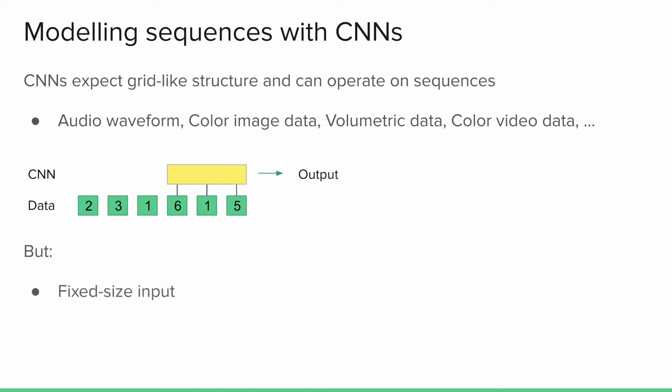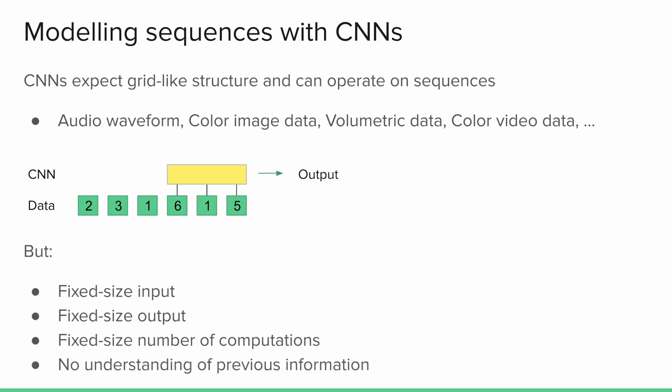However, we have a fixed size input. So when we use a convolution like this, we always take exactly 3 samples as input. And if something crucial happened one step before that size of our input, well, we have no idea, we can't access that information. We also have a fixed size output because our convolutions are fixed, with a fixed number of computations. So the problem is that we pretty much have no understanding of previous information except for this small window that we're currently looking at.